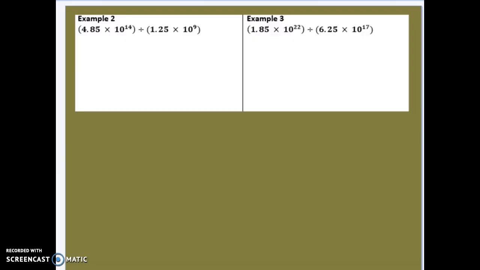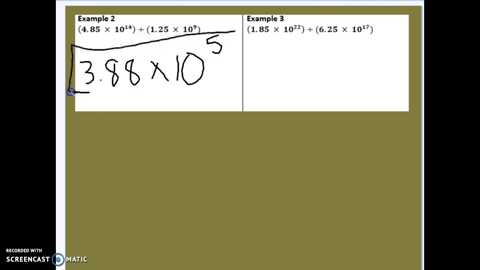Now in our example 2, we're going to follow the same process. We're going to do 4.85 divided by 1.25. You get an answer of 3.88, and then we subtract our exponent. So 14 minus 9 is 5, so times 10 to the 5th. Look at that. Make sure you have one digit to the left of the decimal, and it's written in scientific notation, so you are good.